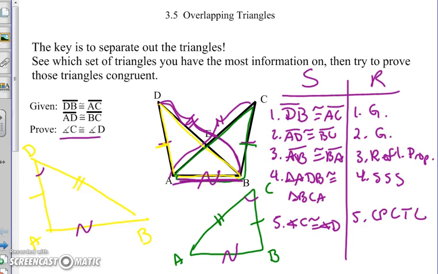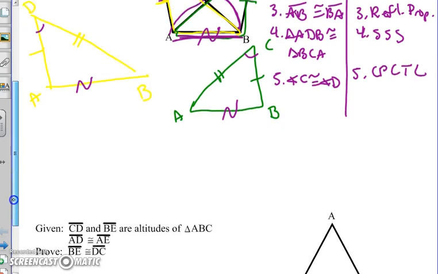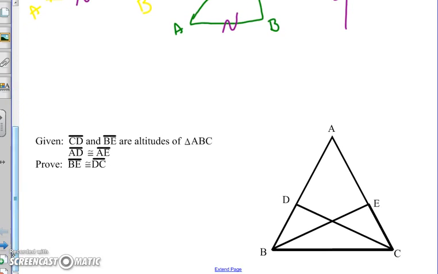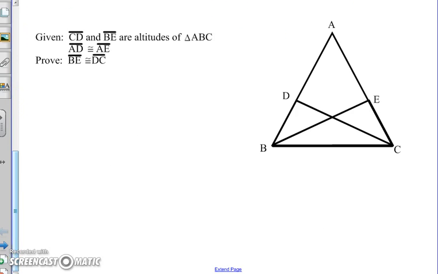It seemed pretty obvious on this one because there wasn't a lot of options. But you'll see on this next one, there's a lot of different triangle options. Okay, so now might be a good time to pause the video and mark that down, write down the picture and the givens and the proof.